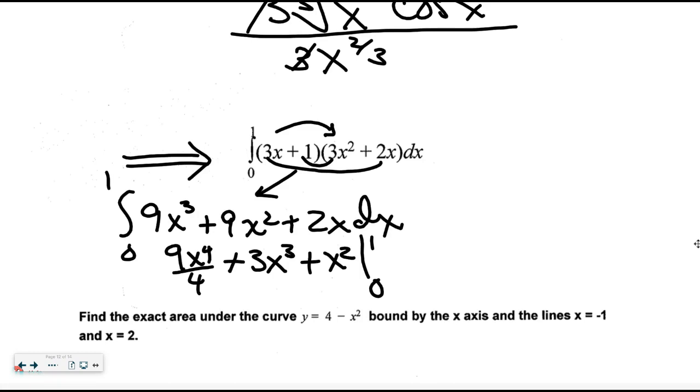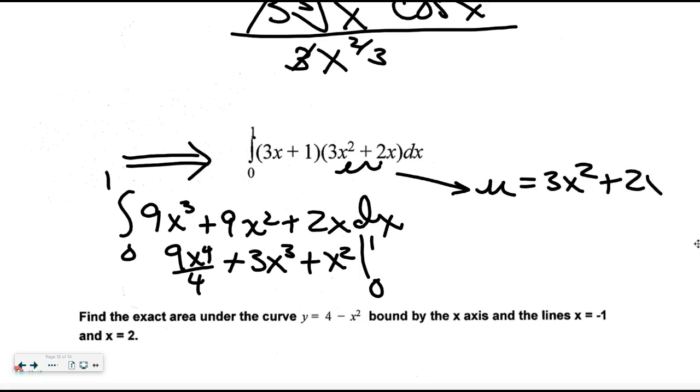All right. Now, maybe Sebastian's seeing that he wants to do u sub. Maybe his u sub is this. So watch. u equals 3x squared plus 2x. So he's sitting there looking at a u, right? What's your du?